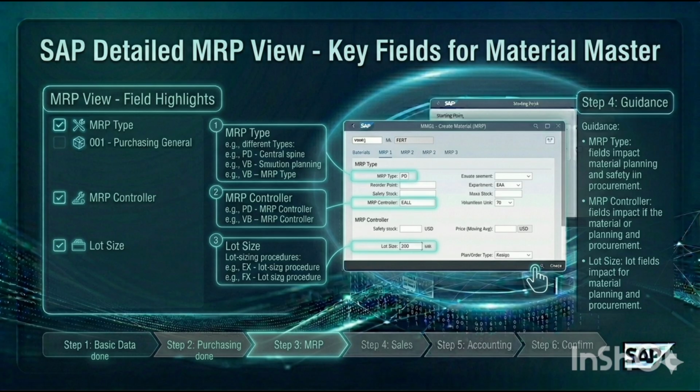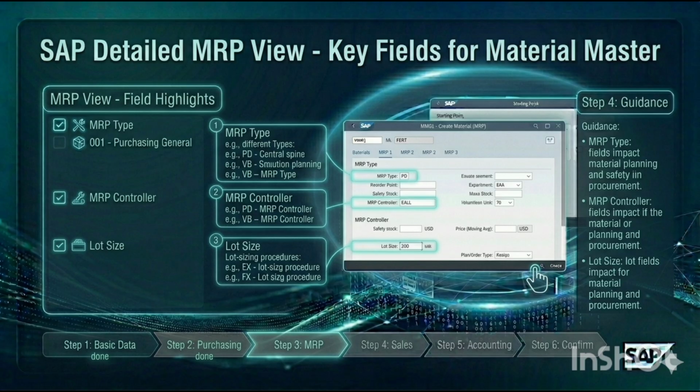MRP 3 includes strategy group, availability check group and stock in transfer. MRP 4 handles individual and collective requirements. So correct MRP settings are very critical because they directly impact production planning, procurement proposals and inventory levels.